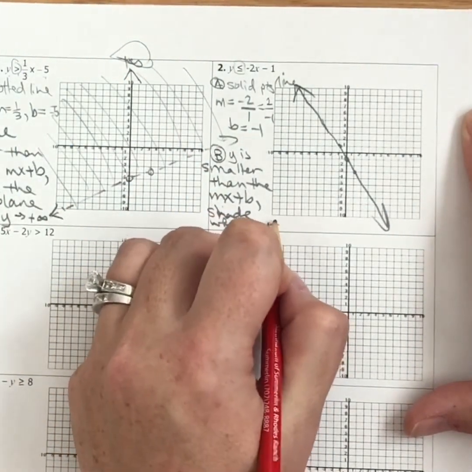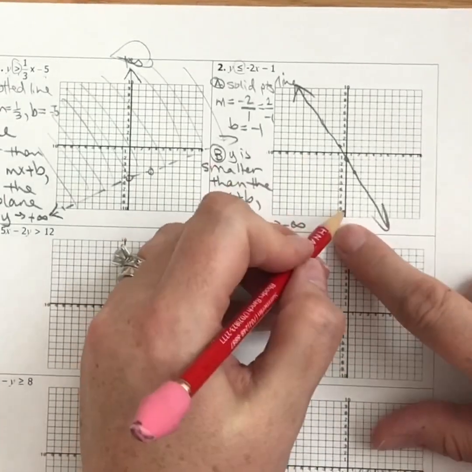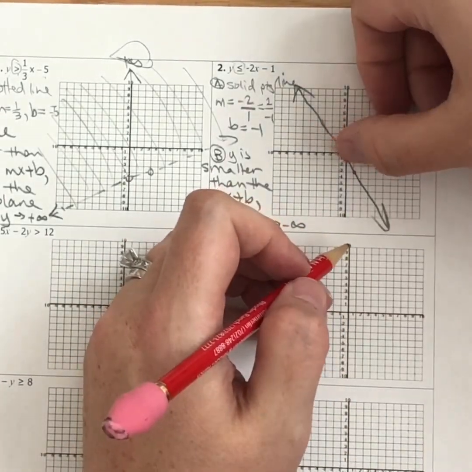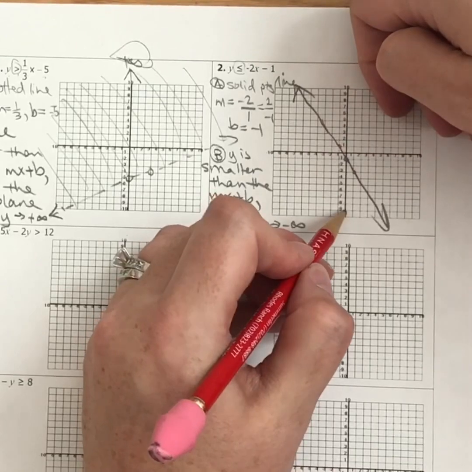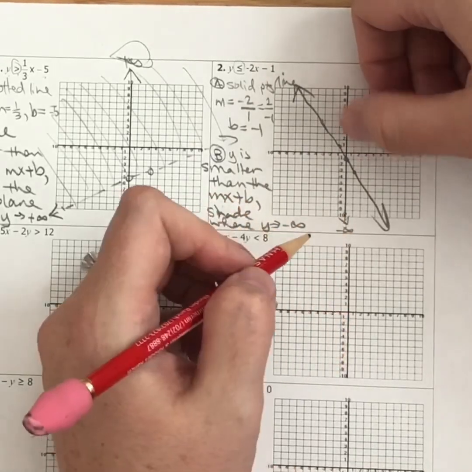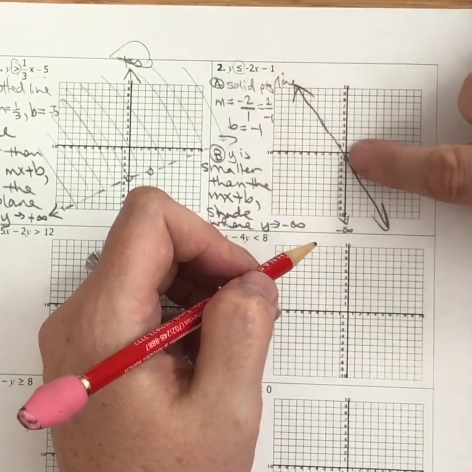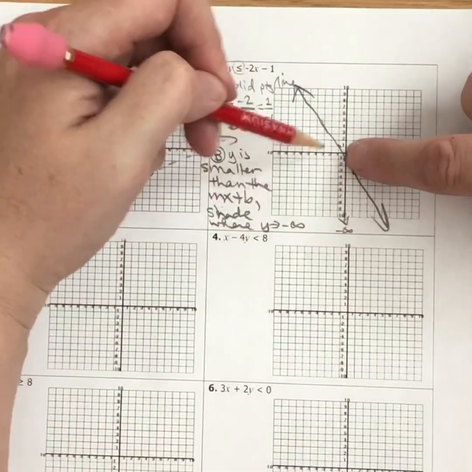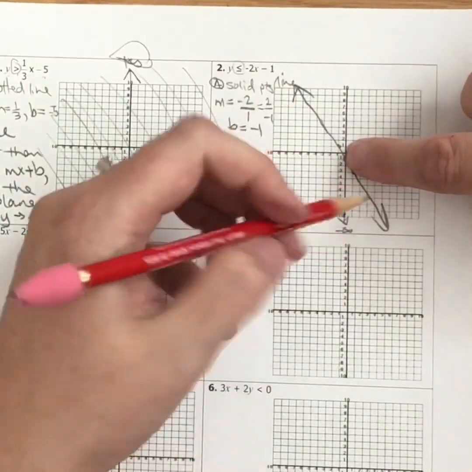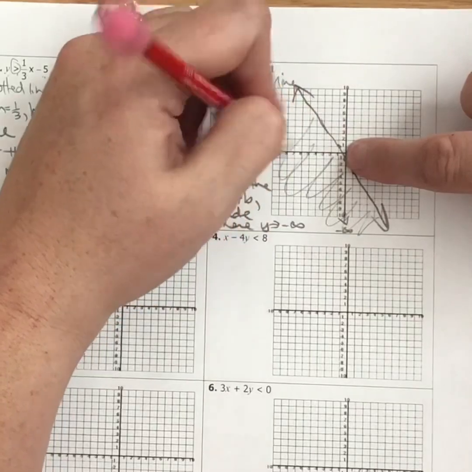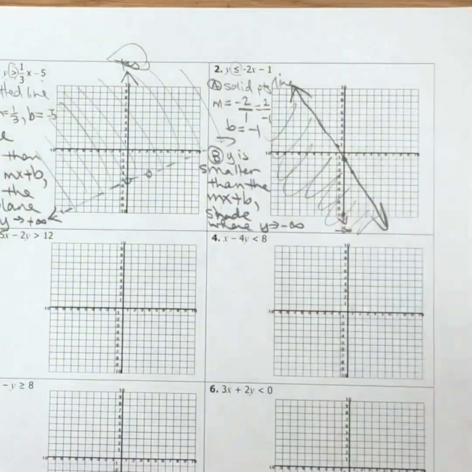where y goes to -infinity. So see, this is the y-axis. I kind of put my finger on, this is the y-axis where it goes down to -infinity. So if I put my finger on the y-intercept, isn't this whole part less than the line, where all the y's would be smaller than the mx plus b? So that's where we shade.